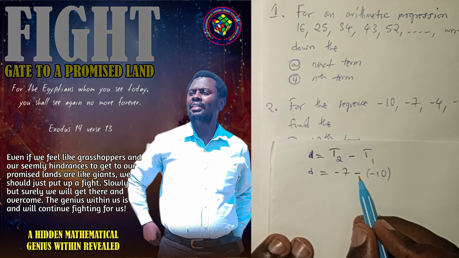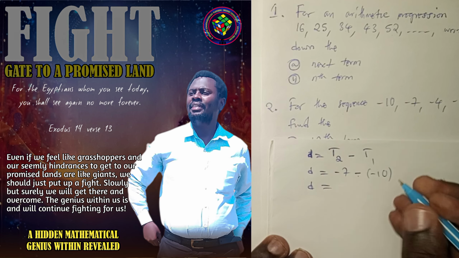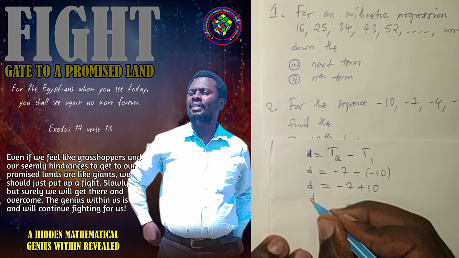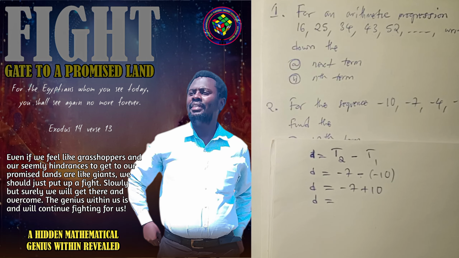Now here we have minus and minus, so we are going to multiply the two signs. What is negative multiplied by negative? Yes, it is positive. So you have D is equal to negative 7 plus 10. So D is equal to, what is negative 7 plus 10?